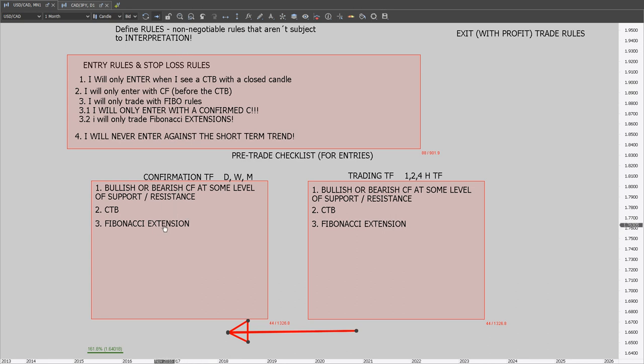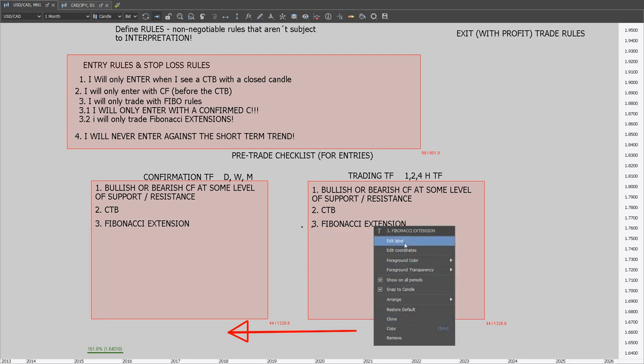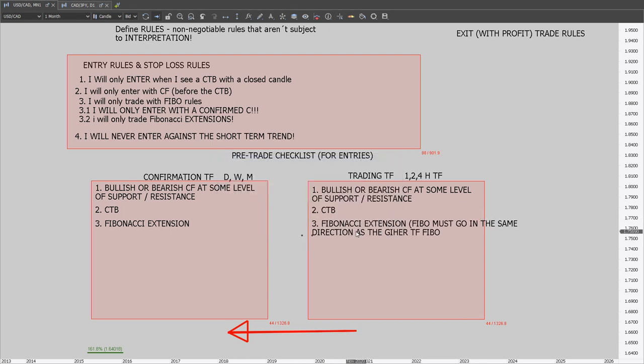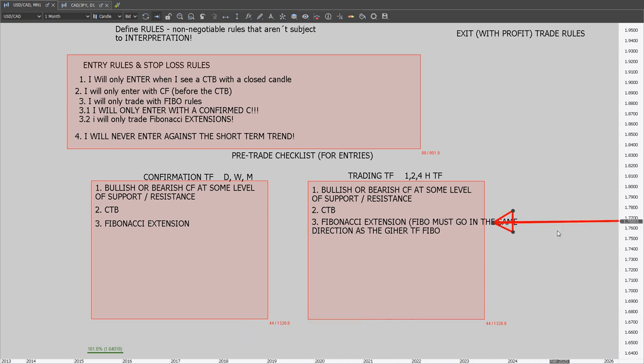And of course, number three. Now this one, let's make it here, Fibonacci. So Fibonacci must go in the same direction as the higher time frame Fibonacci. Okay? Just to be clear, remember the rules. There must be not subject to interpretation, okay? And must be non-negotiable.